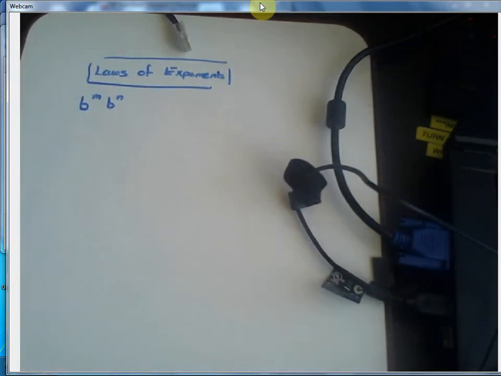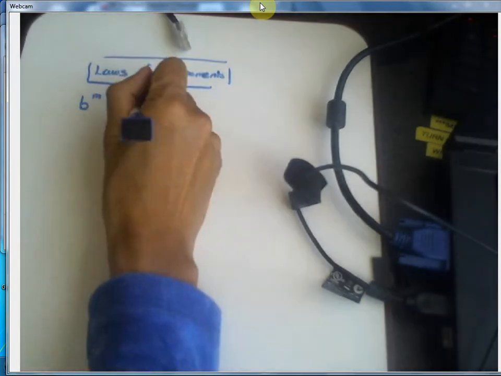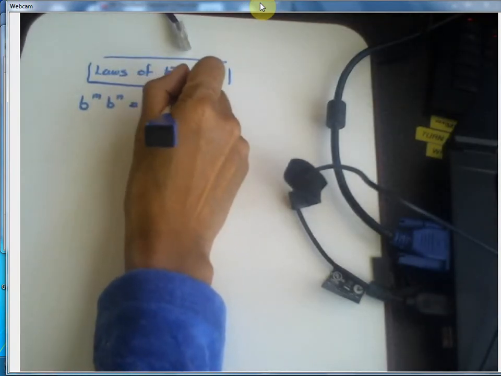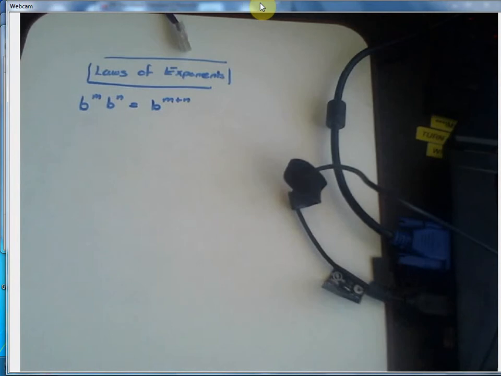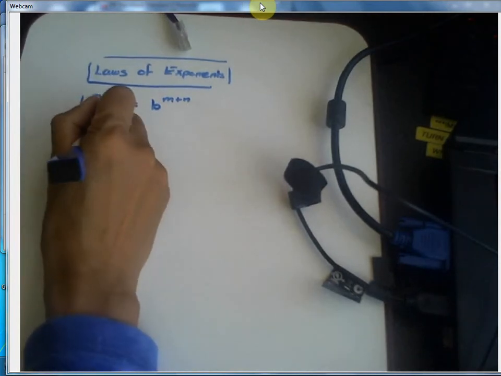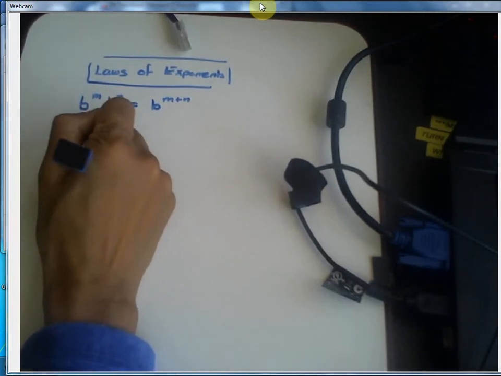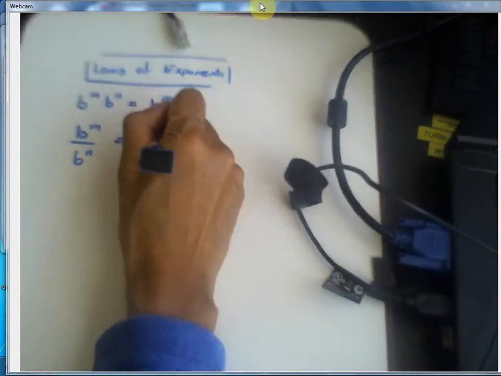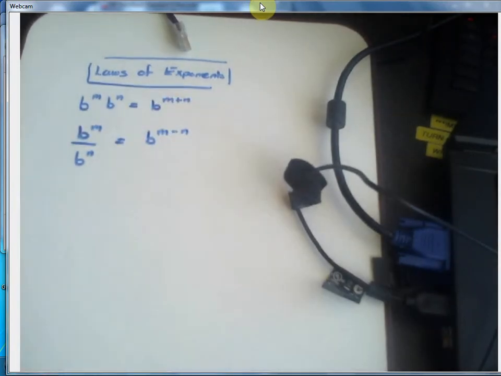What do you do when you have to multiply two things with different exponents? The answer is b to the m plus n. You add them. What do you do if you have to divide two things? You subtract the exponents.